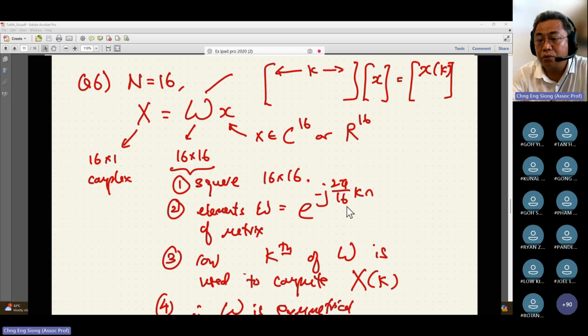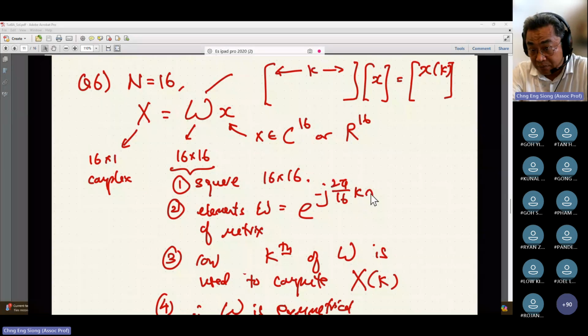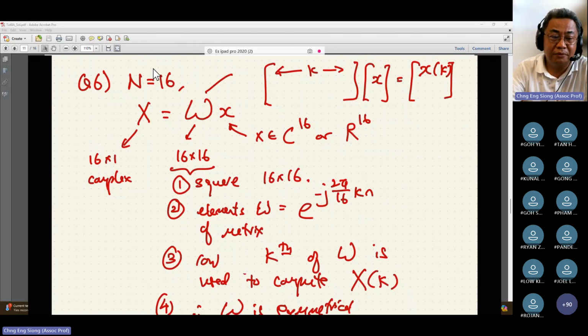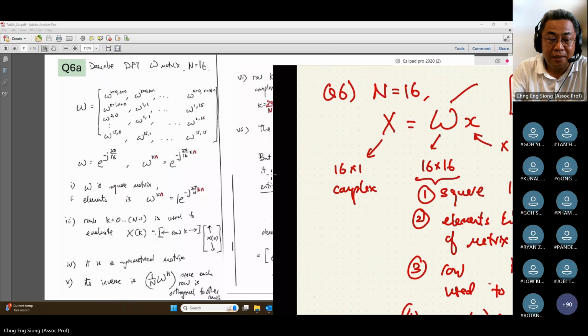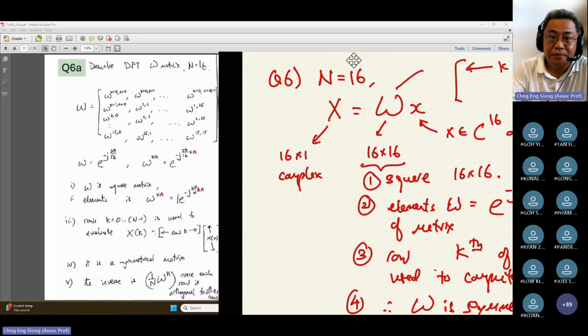Why symmetrical? Because you swap K and N, it doesn't matter. The elements will still be commutative, and therefore the matrix still remains the same. NK, KN doesn't make a difference. And what is its inverse?